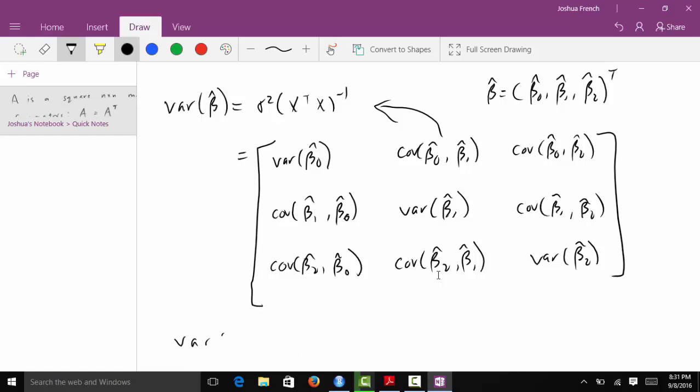So then, if we wanted the variance of beta naught hat, for example, we would look in the first diagonal element of this matrix, right? So it's going to be sigma squared times x transpose x inverse, the 1,1 element. And because we start counting our regression coefficients at 0 instead of 1, if we're trying to find the variance or the standard error of our i-1th estimated regression coefficient, we have to look in the ith diagonal position of this matrix right here.